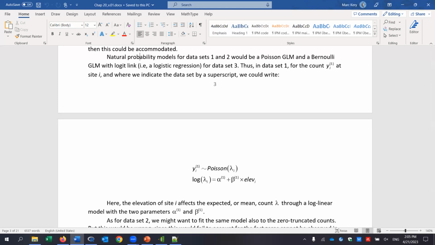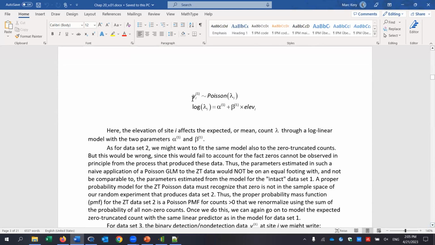So we might invoke a model like this here, where we say that the count at site i, and the superscript here means the data set, so it's the first data set, these are Poisson random variables with a mean, which I denote by lambda, which is also indexed by i. So it's allowed to be different for every site. And then to do linear modeling with a covariate, I do this on the scale of a transformation of the mean. So I have the link function, the log of the expected count, and express this as a linear function of this covariate elevation, which is also indexed by i. So of course, every site has a different elevation there.